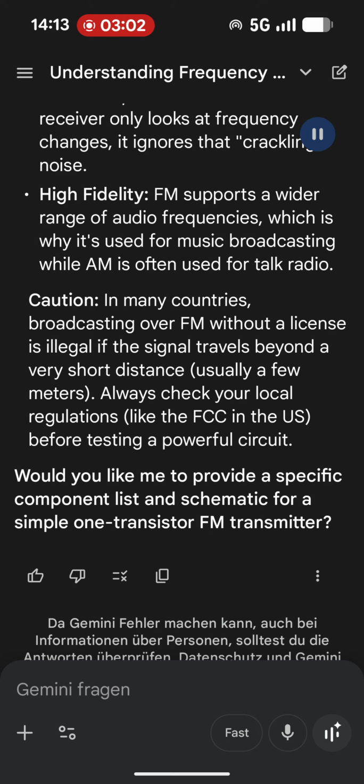Would you like me to provide a specific component list and schematic for a simple one-transistor FM transmitter?